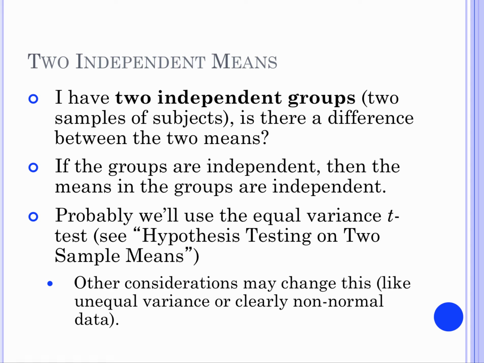For two independent means, the same response variable is measured on two different groups, two different samples. If the groups are independent, then this is an independent t-test, though it's normally simply called a t-test.